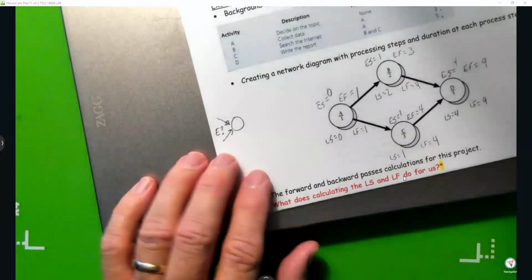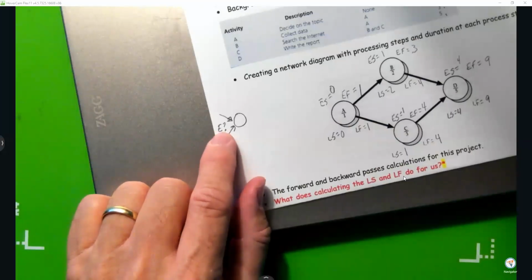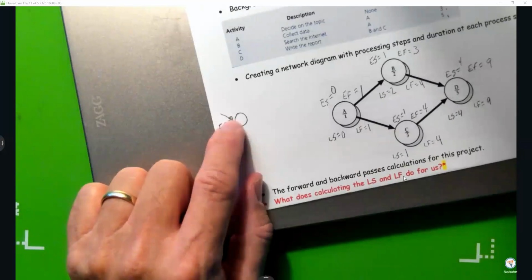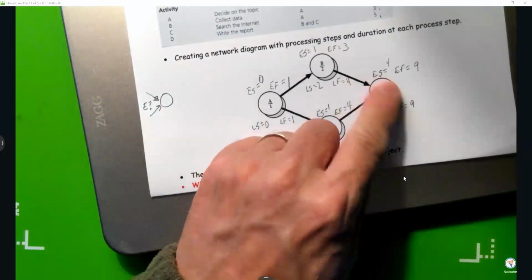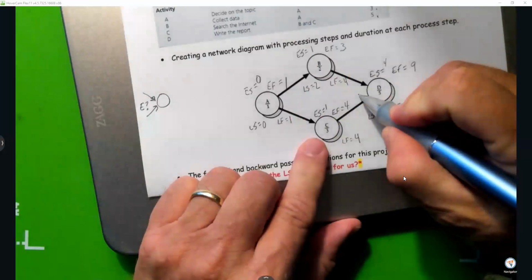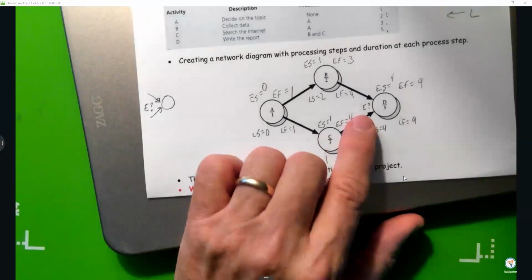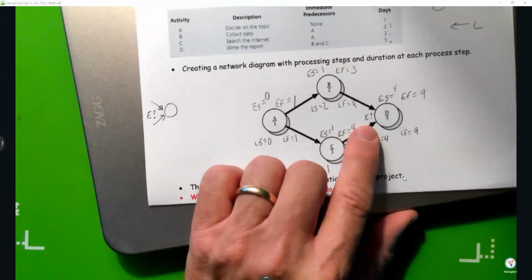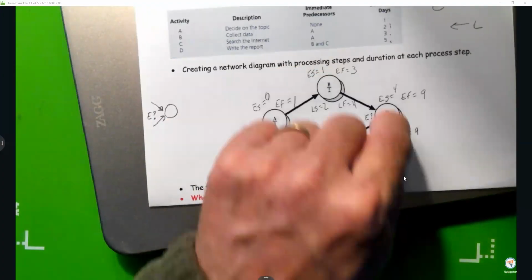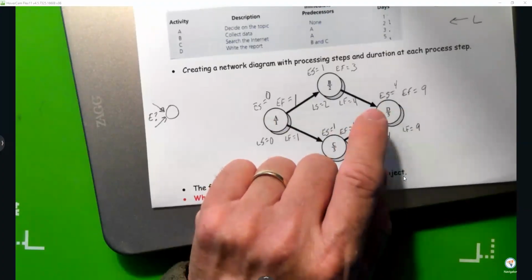This is what I do. This is only for the ESs and EFs, the early starts and early finishes. When you have two arrows feeding into a circle, like here, I do this, and I recommend you do this. It keeps you from getting into trouble by making assumptions that are not necessarily true. Whenever I see two arrows feeding into a circle, I know I need to make a decision about an E.